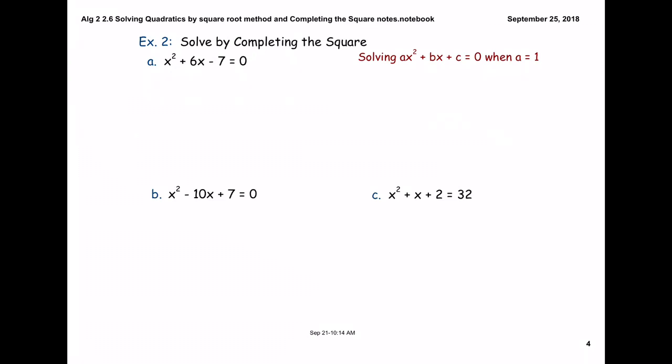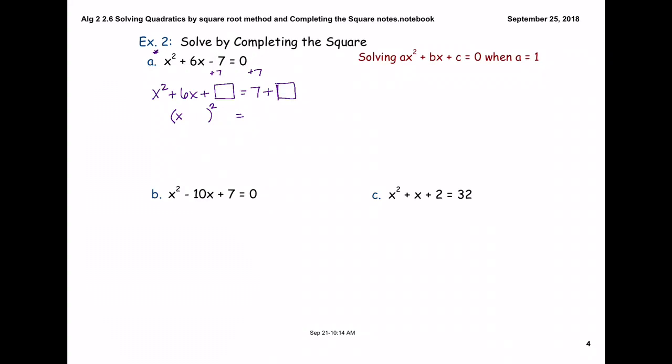So on example 1, what does that look like? Our a is already 1, so we're good there. We need to move our 7 to the other side of our equation by adding it. So we have x squared plus 6x plus box equals 7 plus box. Remember, whatever we add to one side of our equation, we must add to the other. We're creating a perfect square trinomial, so underneath we are going to have some quantity, x plus or minus something, squared.